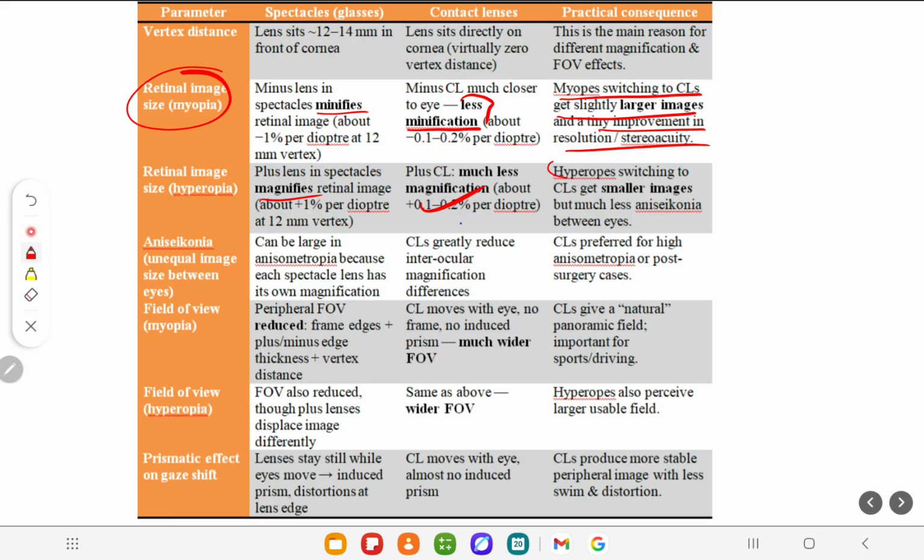And then a hyperope switching to contact lens gets a smaller image as compared to spectacle hyperopic correction, but less aniseikonia. That's why there is less aniseikonia between the eyes, and the chances of improvement in stereo acuity are good. So aniseikonia is unequal image size between the two eyes. It can be large aniseikonia because of the spectacle. Whenever you switch to contact lens, it greatly reduces the aniseikonia. Basically, aniseikonia means the difference in image size in the two eyes. So that's why contact lens is always preferred in high aniseikonia. I have already talked about this.